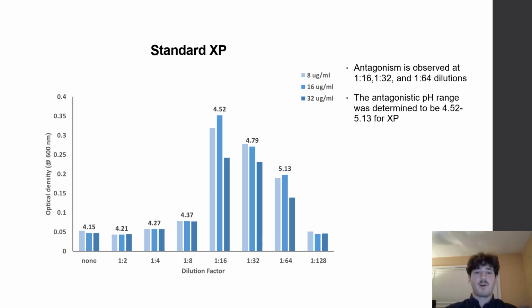And these numbers above each bar represent the pH of the solution at that dilution. So there's a clear pH range that is resulting in this antagonistic effect, where that is around 4.252 to 5.13. And I should add that each color of the bar represents a concentration of the antibiotic cephalothin, where 16 represents the MIC, so we wanted to add in a 1 to 2 dilution factor above and below that MIC.